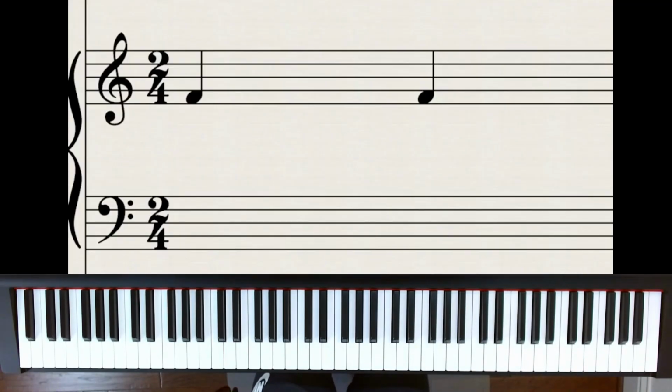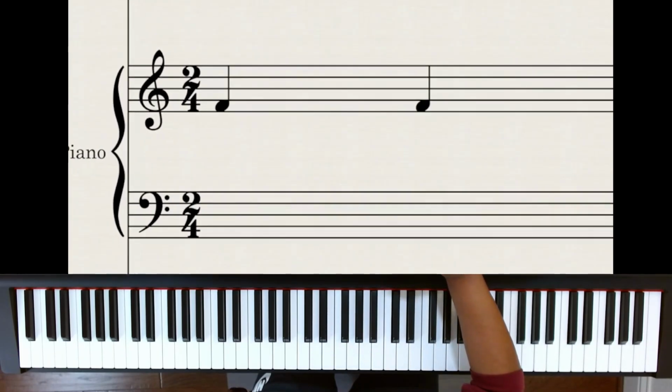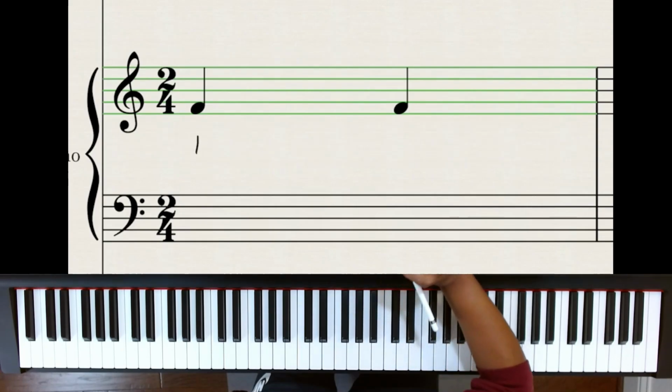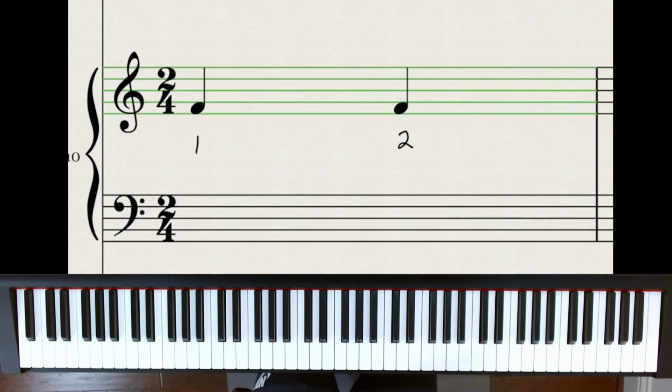The last time signature that we're going to go over is 2/4 time. With 2/4 time, the top number is telling us that we're going to have a total of 2 beats per measure, and the 4 is telling us that the quarter note is still getting 1 beat. In this first example, we have 2 quarter notes. So beat 1 is here, and beat 2 is here.